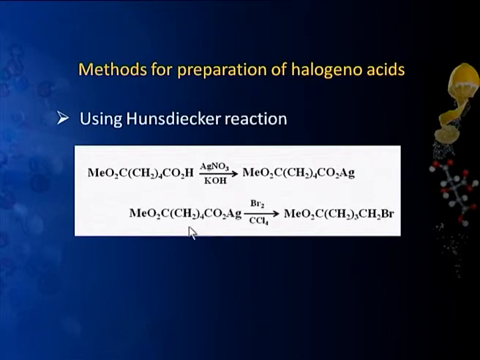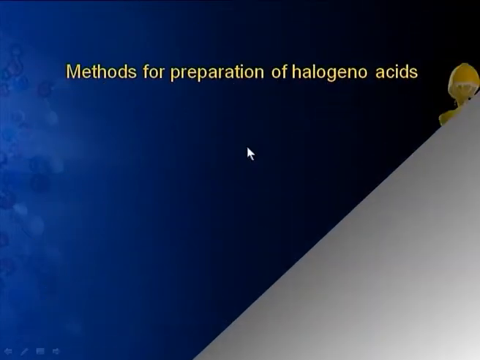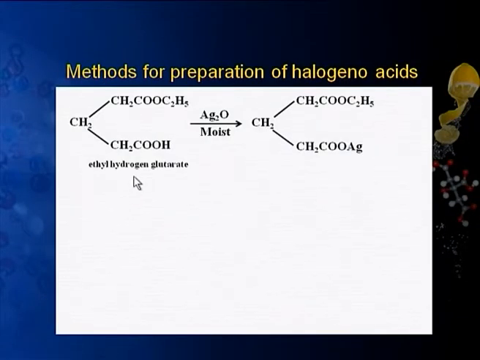Then this silver salt on treatment with bromine in the presence of carbon tetrachloride loses carbon dioxide, and we get the corresponding alkyl bromide on this side, while this side remains ester. So, we get a bromo substituted ester, which on hydrolysis will give the corresponding bromo acid. So, from any dicarboxylic acid we can get the corresponding bromo acid. Let us apply this reaction to this compound.